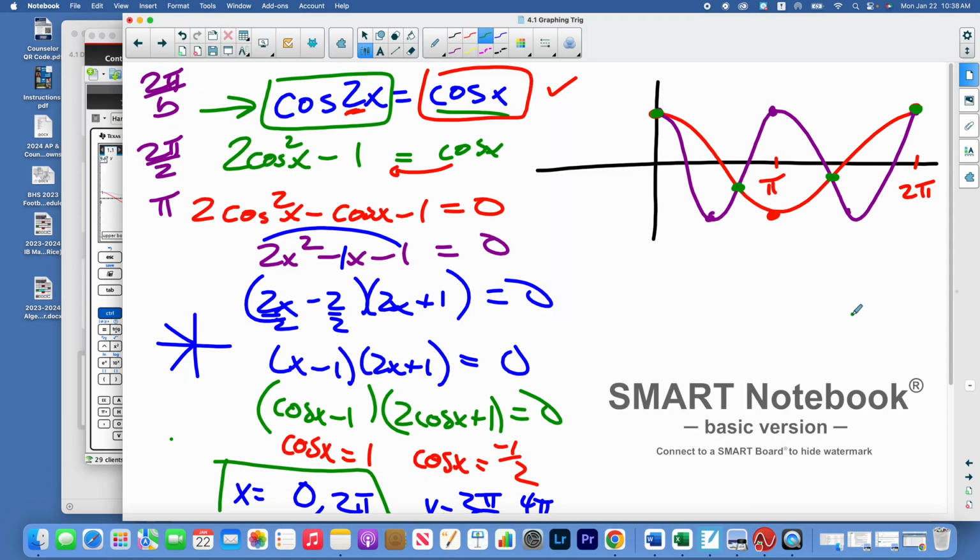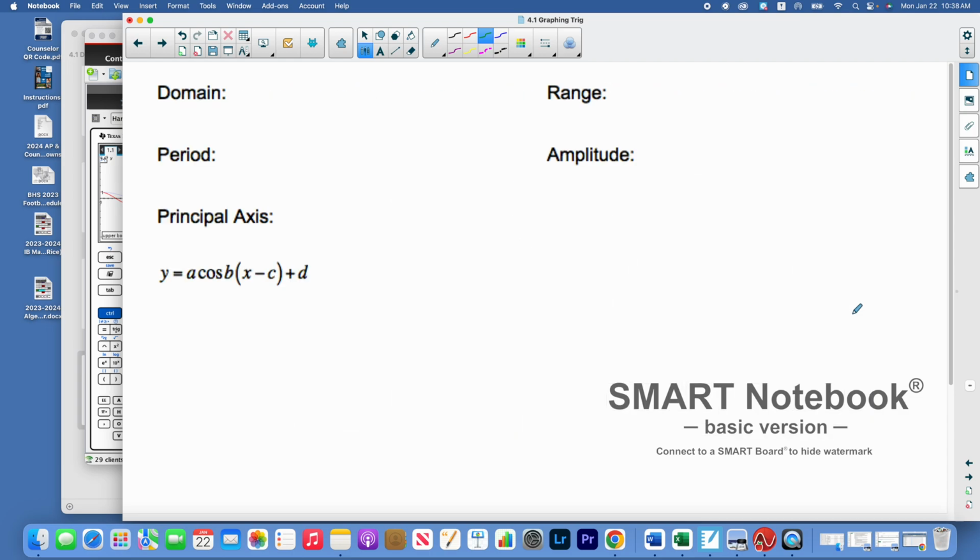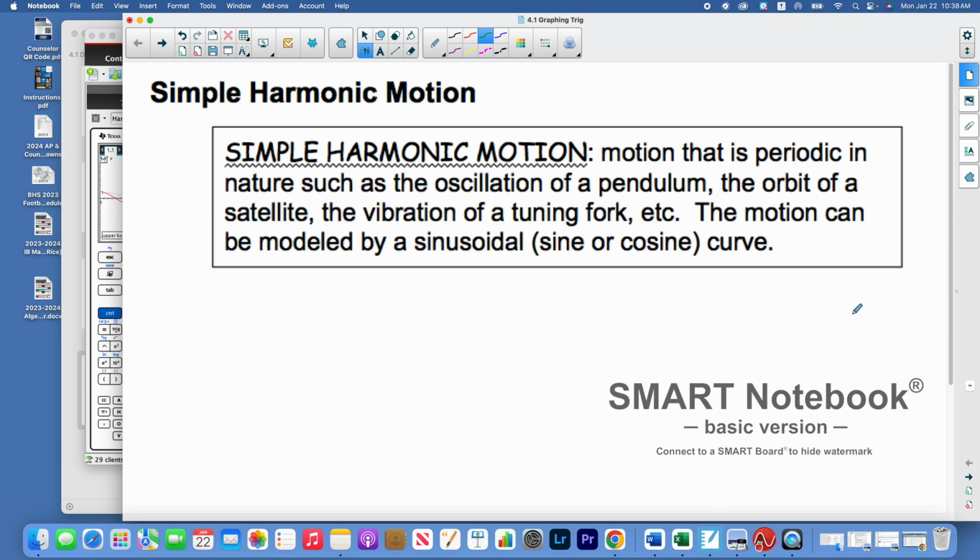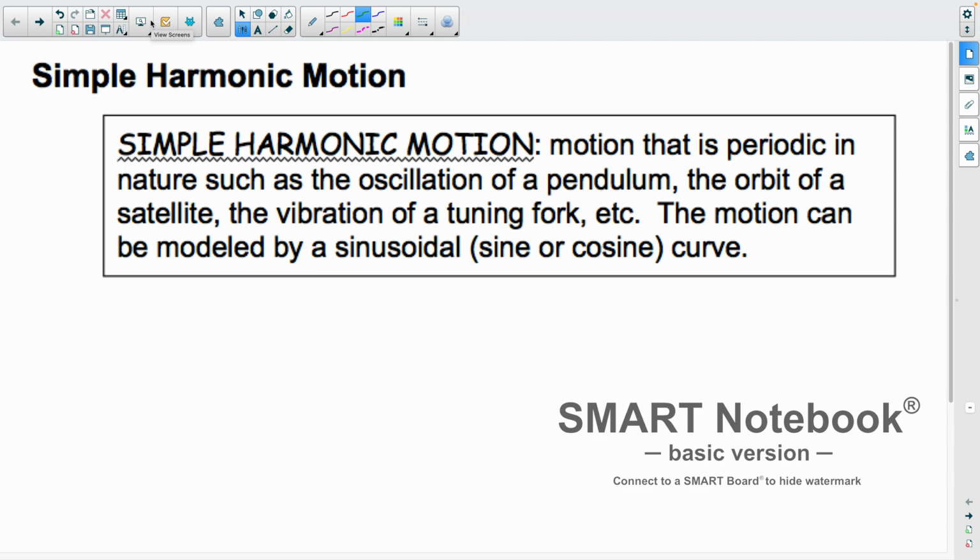All right. Let's turn now. Let's go all the way back to the very beginning of our packet. So the application that we have where we can use a lot of the sine and cosine: somebody say, ooh, physics. Yeah. Some of you that have seen sine and cosine have probably seen it in physics. You have a pendulum, you have an orbit of a satellite, you have vibration of a tuning fork, any kind of music stuff. You have a lot of things that can be modeled by a sinusoidal curve, sinusoidal meaning it can be sine or it can be cosine.